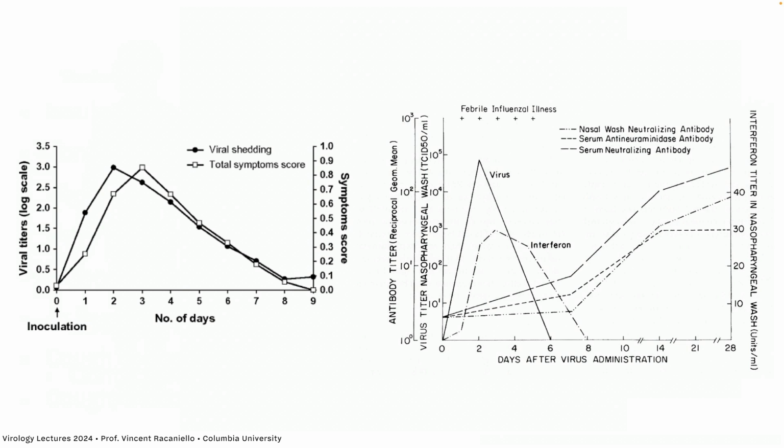And then on the left, we are looking at virus titers. They take nasal washes at different times, the x-axis, and we're looking at virus shedding and then a symptom score.